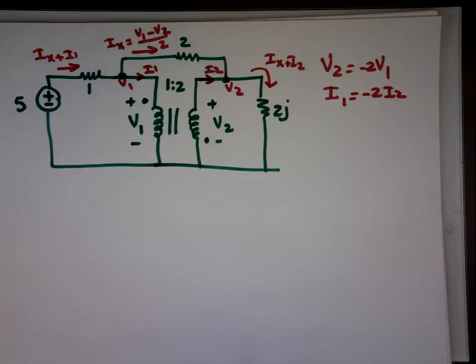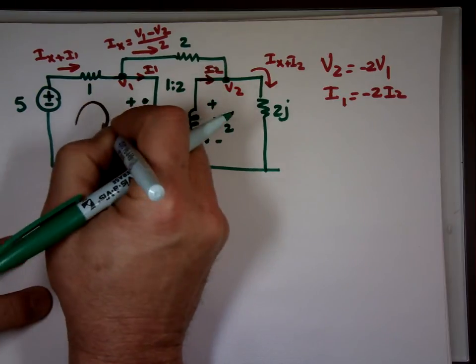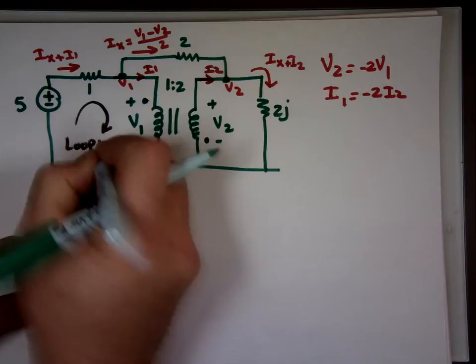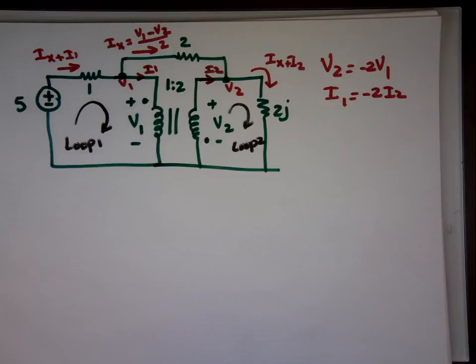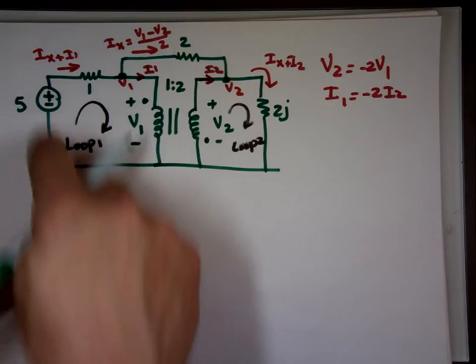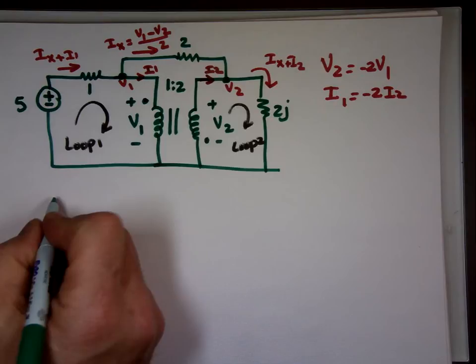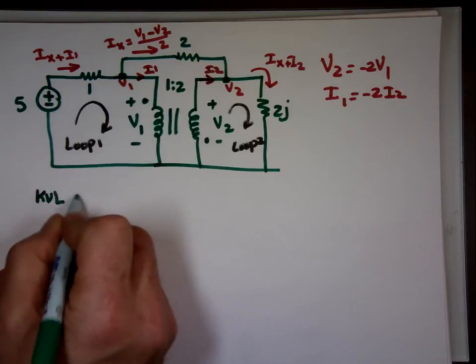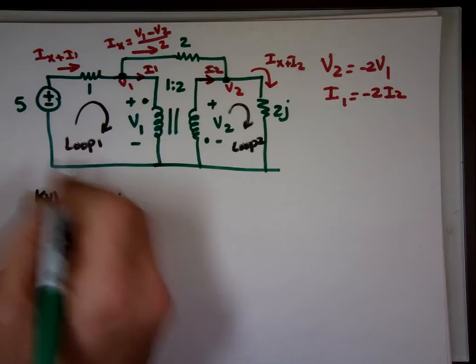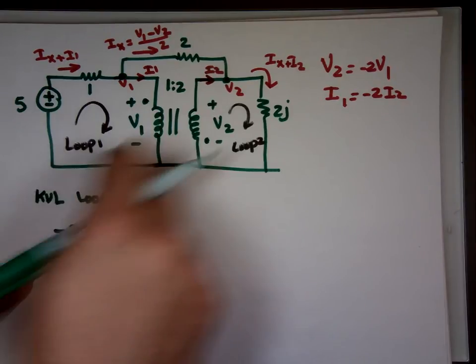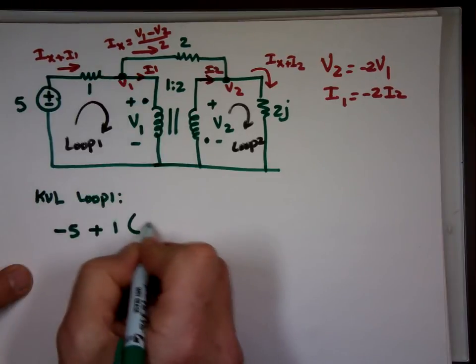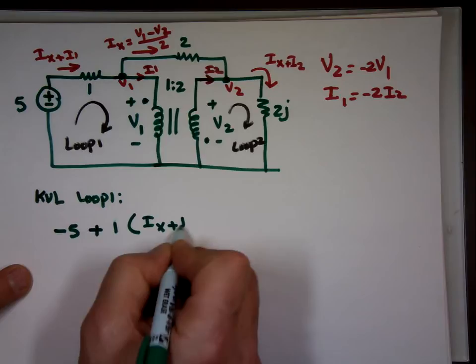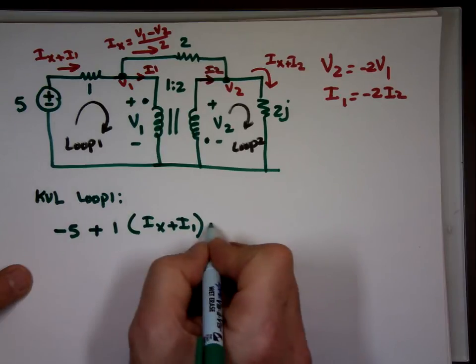So if I do a KVL, this is loop 1. If I do a KVL here, this is loop 2. Let me do a KVL here. KVL, loop 1. Negative 5 plus this times the current through it, which is what? I sub x plus I sub 1, plus V1 is equal to 0.